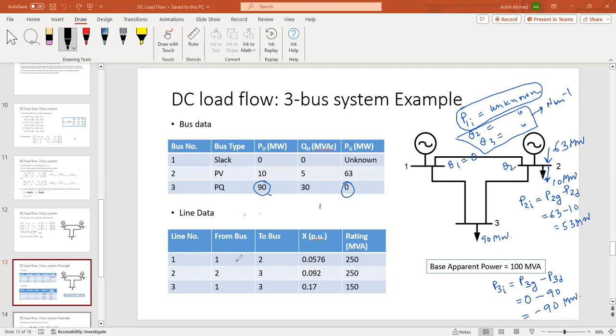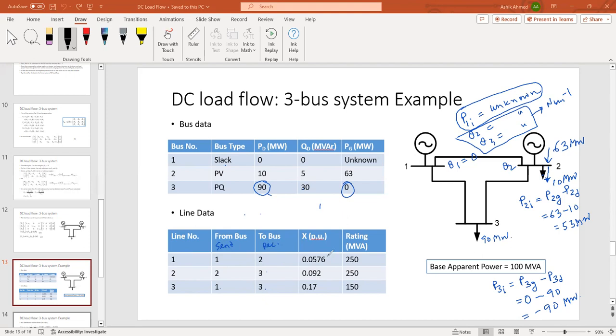What about the line data? Now you see we have the sending end bus, and this is the receiving end bus. So the sending end bus for line number 1 is 1, and the receiving end bus for line number 1 is 2. Similarly, the other two lines have the information about the sending end bus and receiving end bus for line number 2 and line number 3. The corresponding X in per unit, the line reactances, are given.